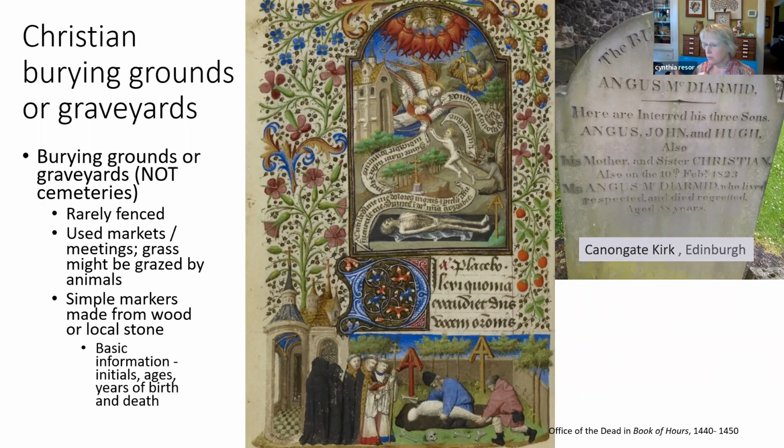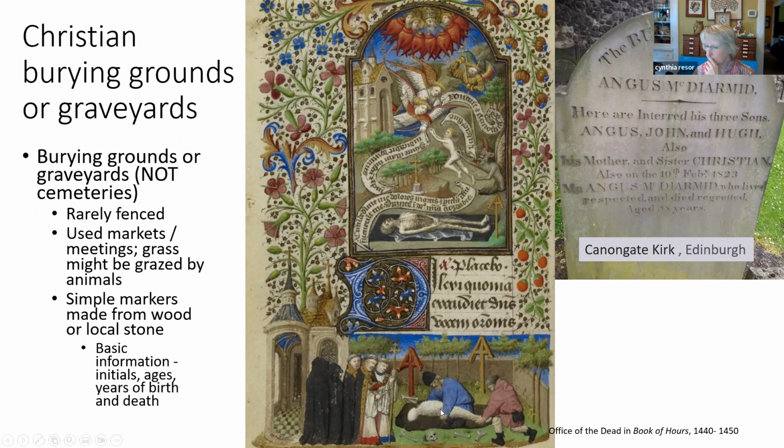They were not called cemeteries. That word fell out of usage. They were a place you put dead people. They rarely fenced them. They were often not maintained well. They might even be used because it was a space with grass. The animals might graze on it. Often the markers for average people were very basic, very simple: wood, local stone, carved.